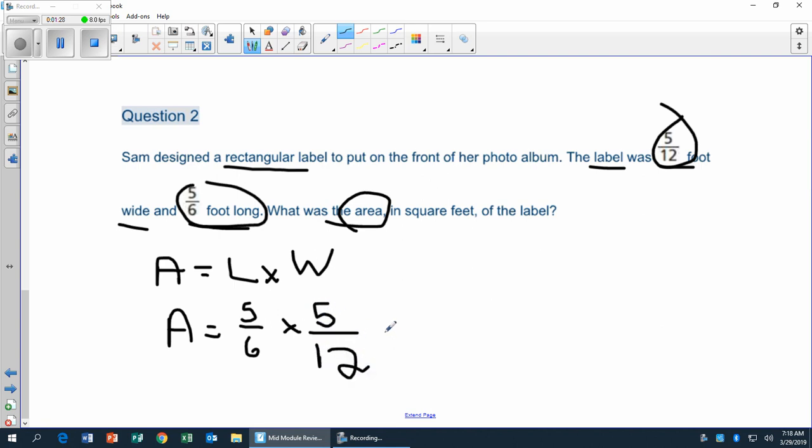And when I multiply straight across, 5 times 5 is 25. 6 times 12 is 72, and I get 25/72, and it's square because it's area, and we're working in feet.